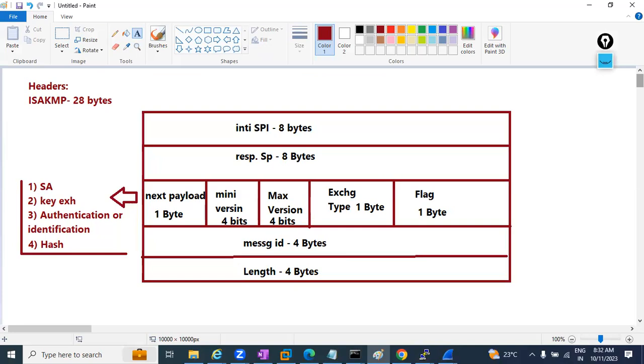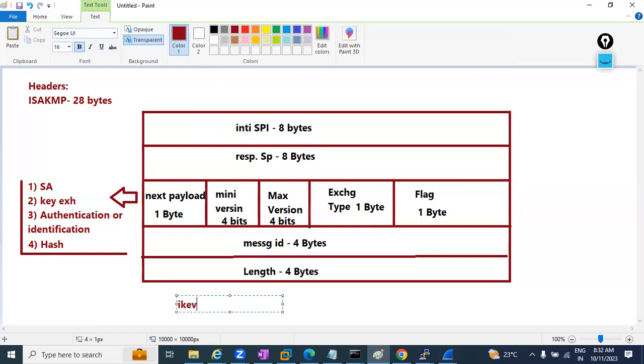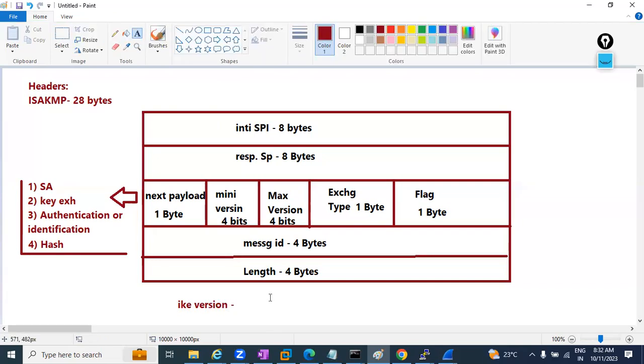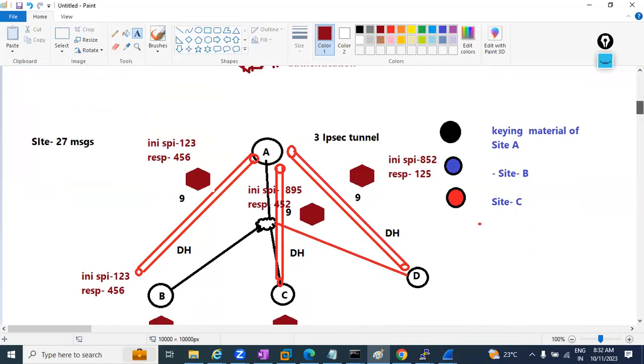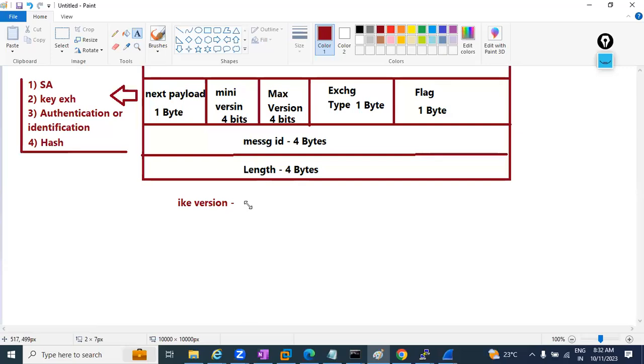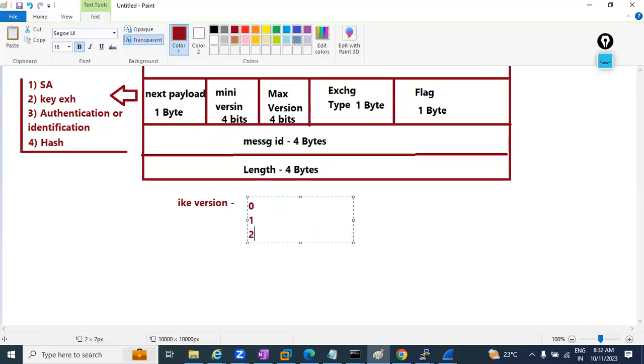After that, the next concept, and what is the size of the payload here? The size of this field is 1 byte. Next we have the minimum version. What is the minimum version here? It is about the IKE versions. IKE actually has 3 versions: 0, 1, and 2.